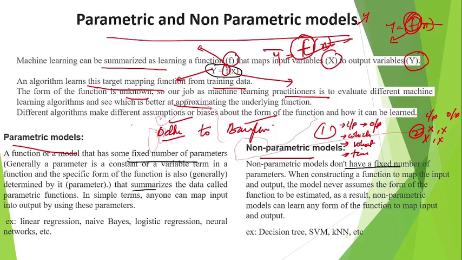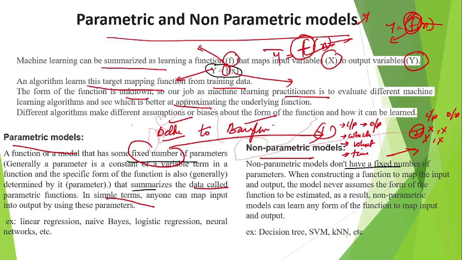So the parametric model has a fixed number of parameters, whereas the non-parametric model doesn't have a fixed number of parameters, because I don't know which flight he is going to come down on, what the input is, or what the output is. Parametric, in simple terms, is something anybody can map.